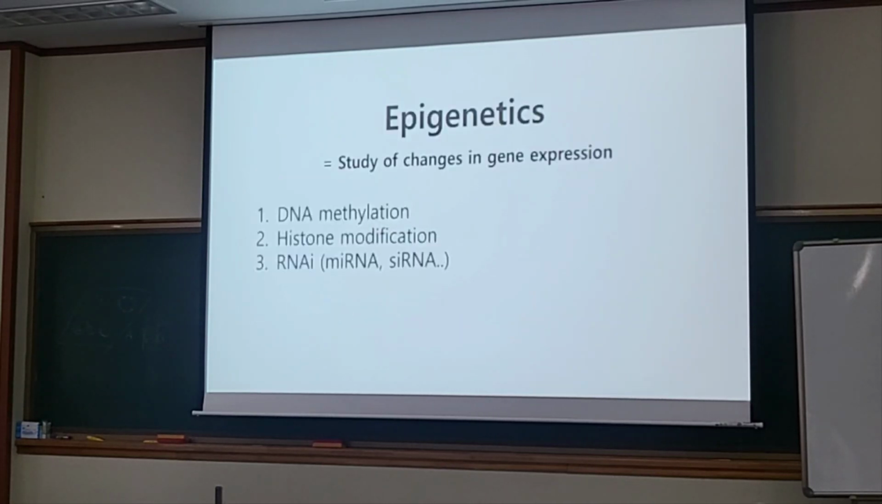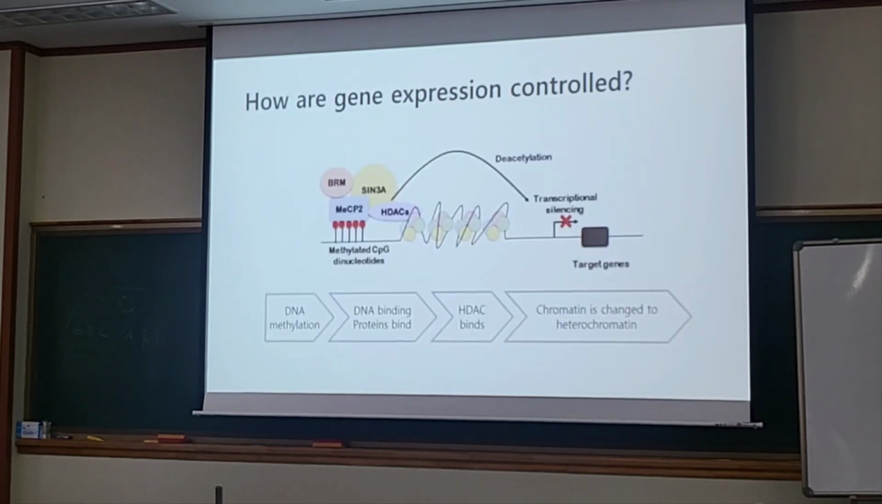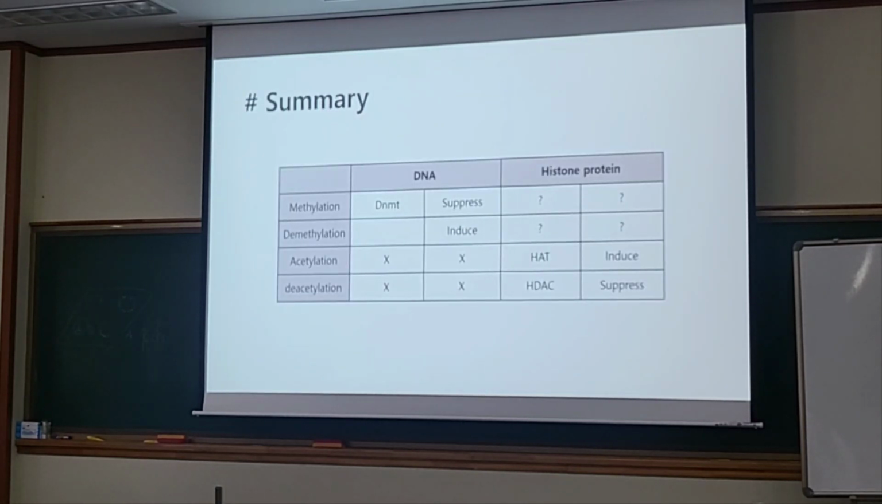and their roles. It is known that there are three typical phenomena in epigenetics: DNA methylation, histone modification, and RNA interference by RNAs like microRNA or siRNA. But since we saw this in the video, I'm going to just skip it, and here's the summary. When DNA is methylated, gene expression is suppressed, and it is catalyzed by the enzyme DNMT. And when DNA is demethylated, gene expression is induced. When histone proteins are acetylated by histone acetyltransferase HAT, gene expression is induced. And when they are deacetylated by histone deacetylase, gene expression is suppressed.